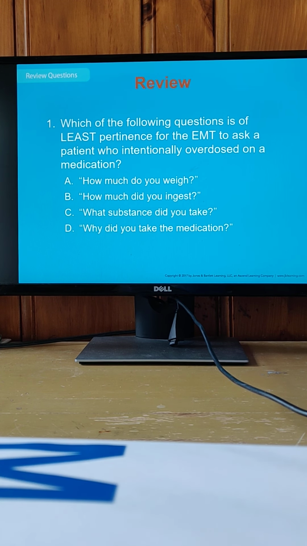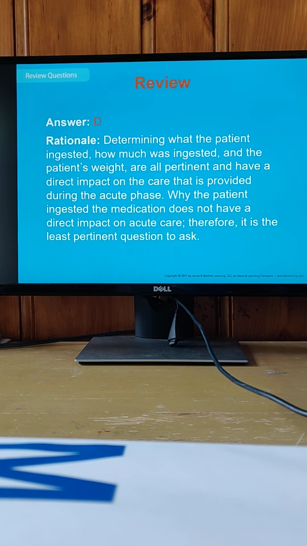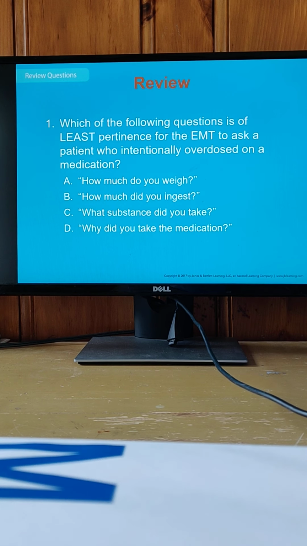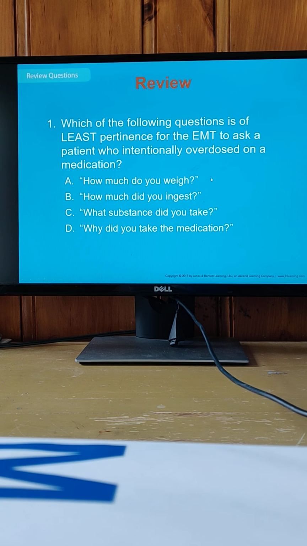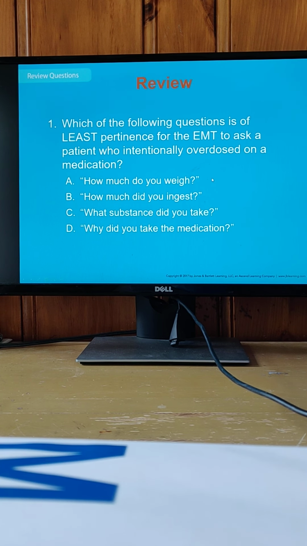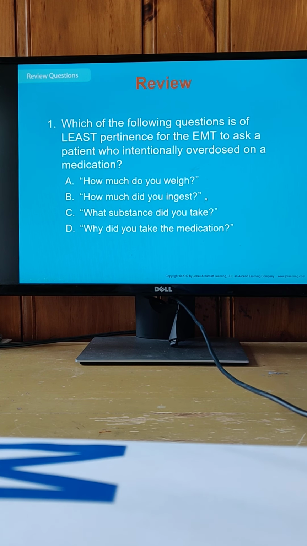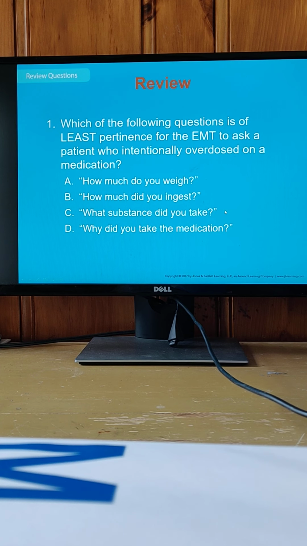You want to ask them all eventually. But the one that the EMT is more concerned with is what? A, B, and C. D. Why the patient took it. Let's go back to the first one. How much do you weigh? Is that important? Yes, it is. Why? Because that determines how much medicine we're going to give somebody. How much did you ingest? Is that important? Yes, because we need to know how much they took. What substance did you take? Why is that important? Because we need to determine whether we can give the person something or not, and it also tells the doctors whether they can or can't give them something.